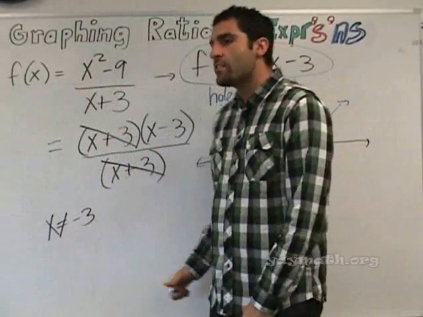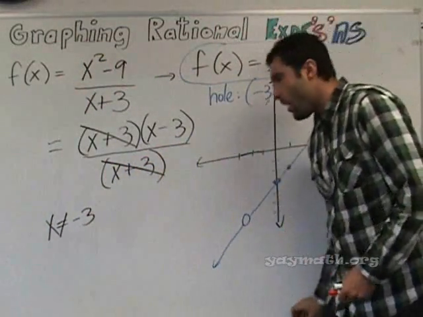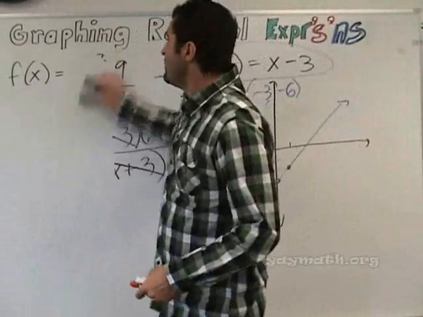If you write point discontinuity, you have the hole. Negative 6. One more. And then, wait, when are we done?